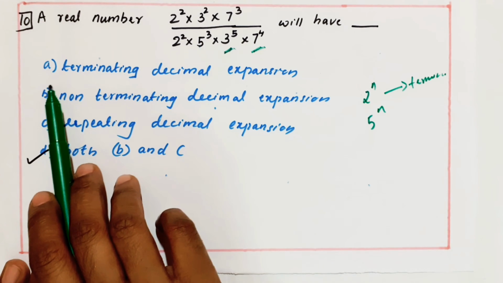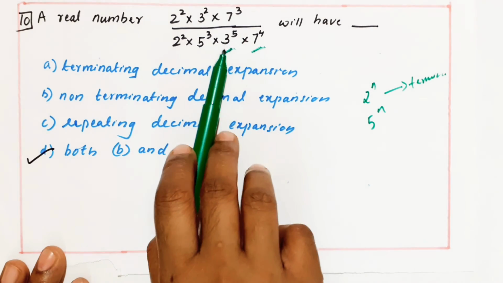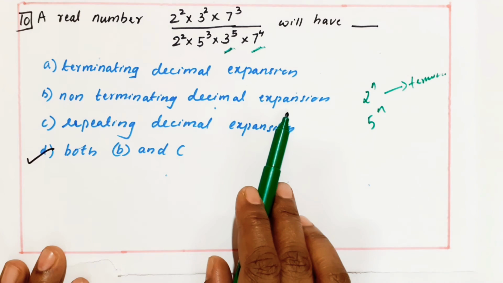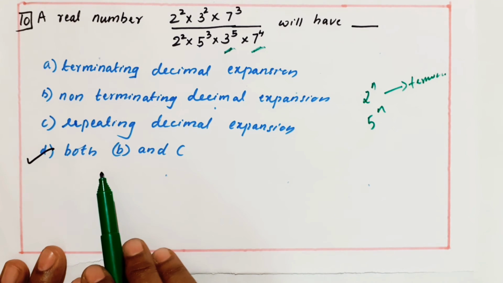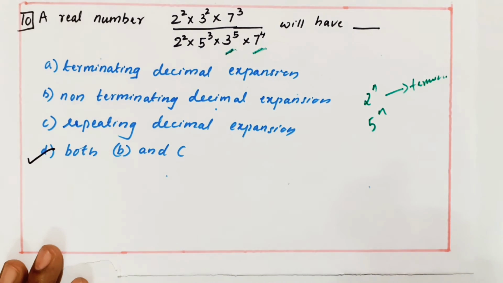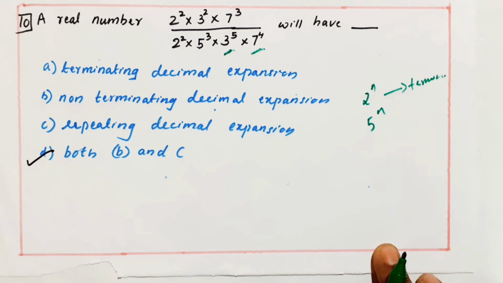It won't terminate. It has a terminal decimal expansion. Wrong, because the denominator has 3 power as well as 7 power. It is non-terminating, that is correct. And also it is repeating. So the answers are both B and C: non-terminating decimal expansion as well as repeating decimal expansion. They both are correct only.